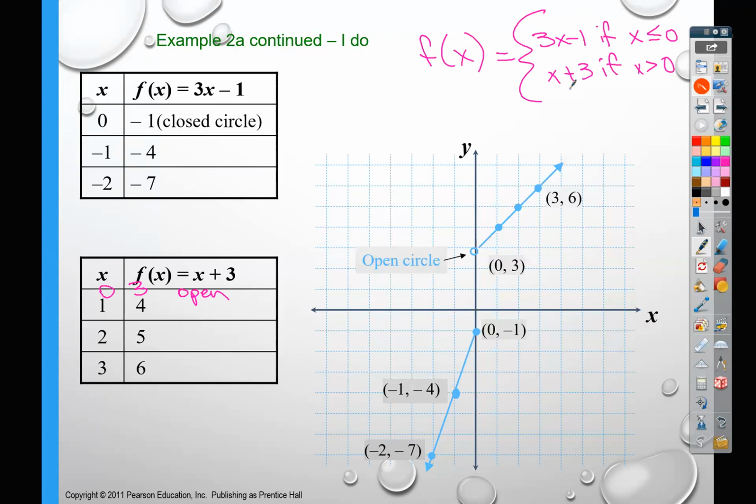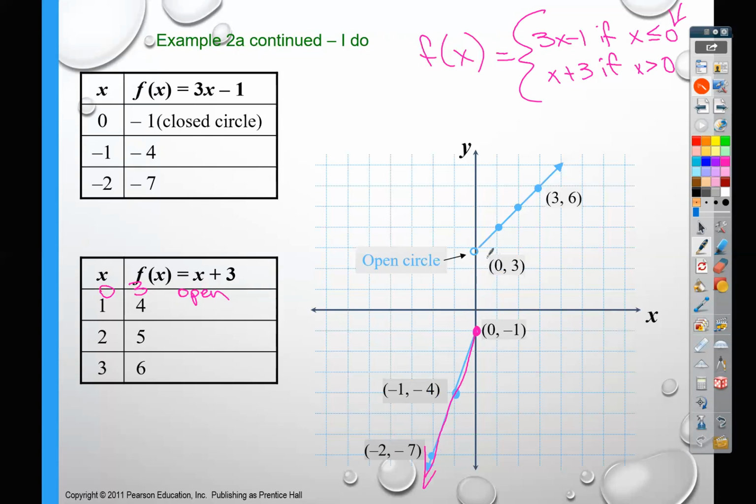All right, so how does this work? You are going to start at your domain restriction, okay? So I'm going to start at 0 for both of these. On the top one, it's (0, -1). So I'm going to put a closed circle here, and then I'm going to plot (-1, -4), and I'm going to go in that direction.